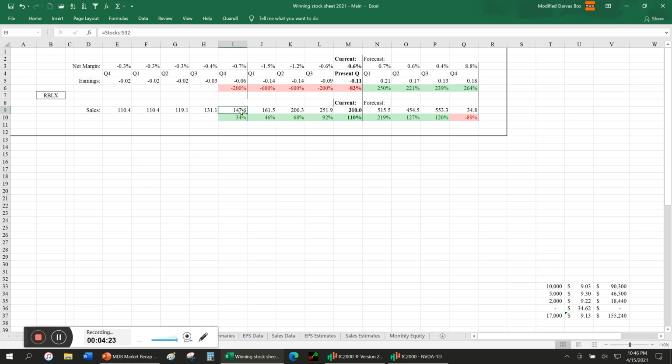The sales, the revenue line here, those revenues are looking good. In fact, this is what makes RBLX a very exciting stock. Look at the sequential gains here: 160 million, 200 million, 251, 310, and now it's forecasted at 515. That's a ton. This one here, 34, is probably a bad cell in my Excel sheet. Data on new companies usually can be sketchy, but going from 300 to 500 million, that looks pretty good to me.